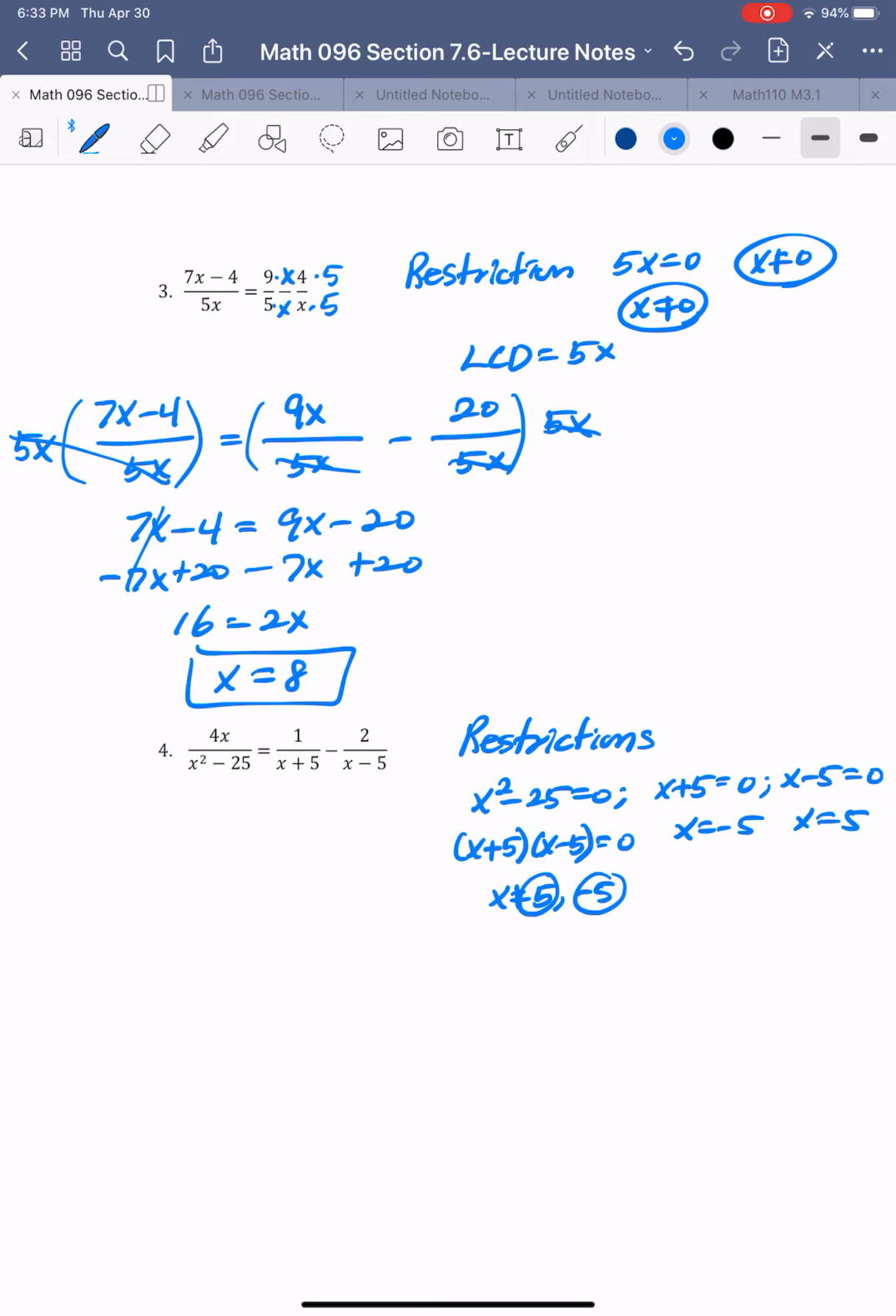So in here, now we need to find the factored form, where x squared minus 25 is the same as x plus 5 times x minus 5. And the factored form for the linear one is just x plus 5.